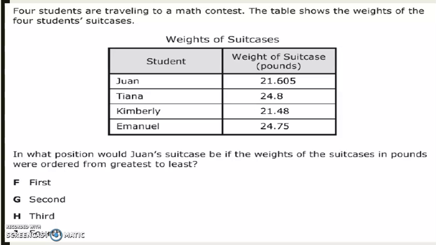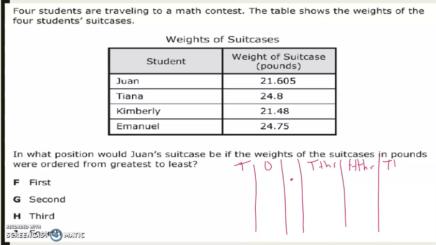So my place value chart is going to have the tens place, the ones place, my decimal, the tenths, hundredths, and thousandths. Okay. Alright, so let's start with 21 and 605 thousandths.